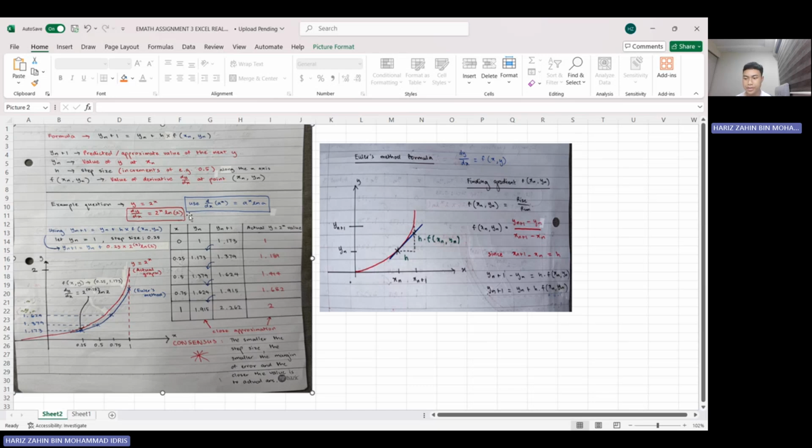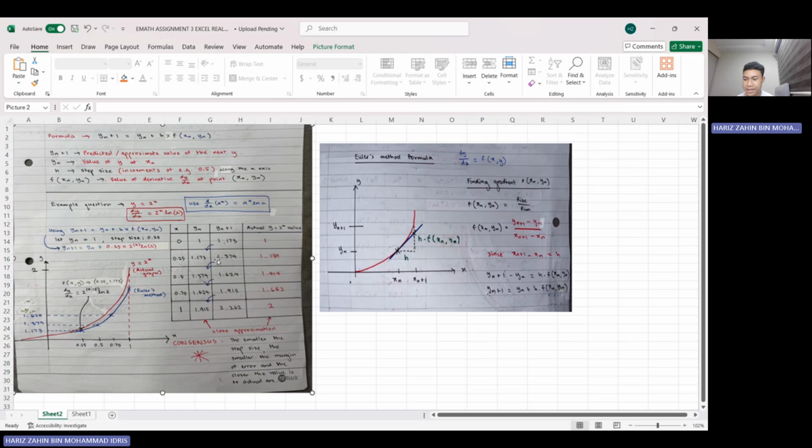So let's have an example question of y = 2^x, and we want to approximate its values using Euler's method. We start at x = 0 and y = 1, and we choose a step size of 0.25. When we apply Euler's method, we will calculate new y values step by step.